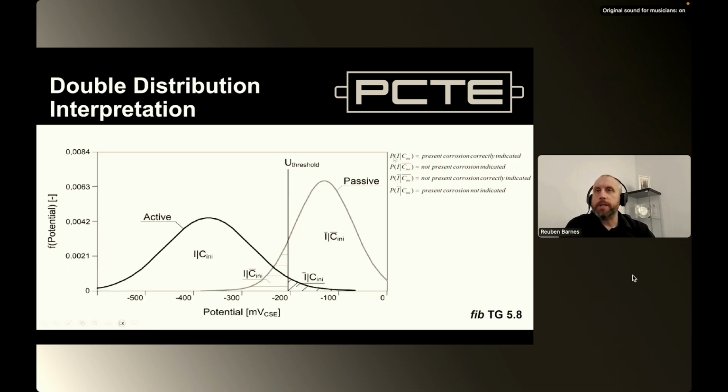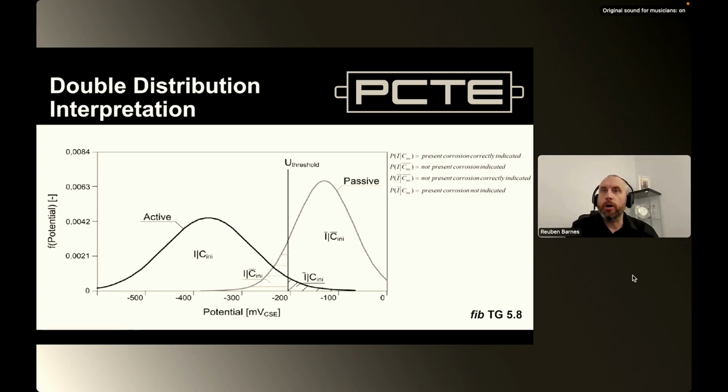And then there's a totally different type of interpretation where we're not just using a set criteria, we're inventing the criteria from the data set. This is technically termed the double distribution interpretation. Again, this is going to get a little bit technical, but I'll try to explain it in the simplest terms.